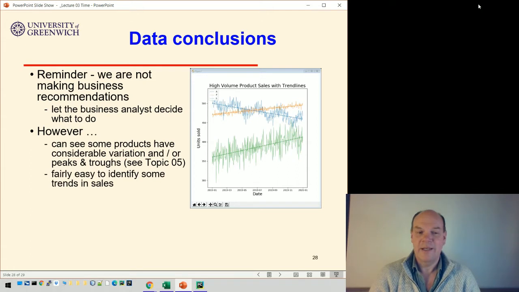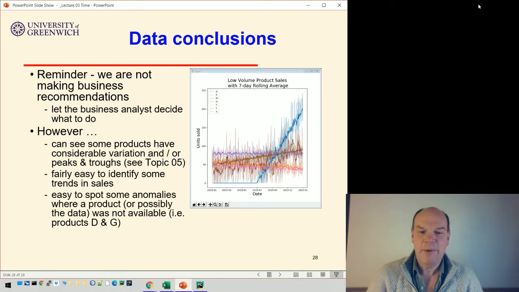We can easily identify the trends, so whether they're going up and down. That's quite clear. And it's also easy to spot what I've called anomalies, where a product wasn't available. So we saw, I think it's D, isn't it, that's growing suddenly from the middle of the year, the sales go shooting up, and G disappeared for a quarter. So we can spot those things quite clearly with some of these plots, especially when we overlay the rolling averages or the average. It makes it much clearer.